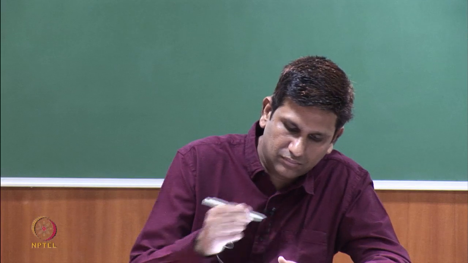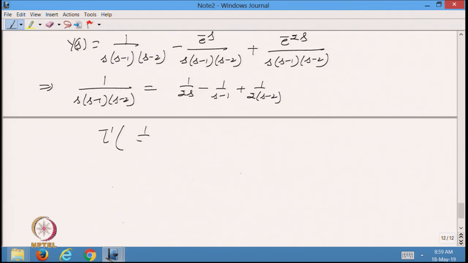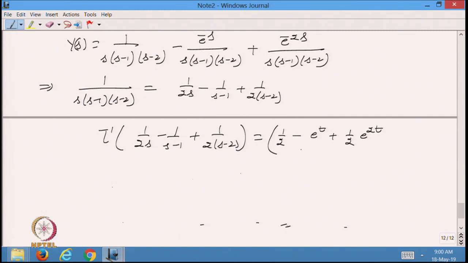Now, suppose I want to find the Laplace inverse of this one. I know that the Laplace inverse is also linear in this form. So, it will be 1 over 2 minus e raised to power t plus 1 by 2 e raised to power 2t. So, this is my inverse Laplace of this function.